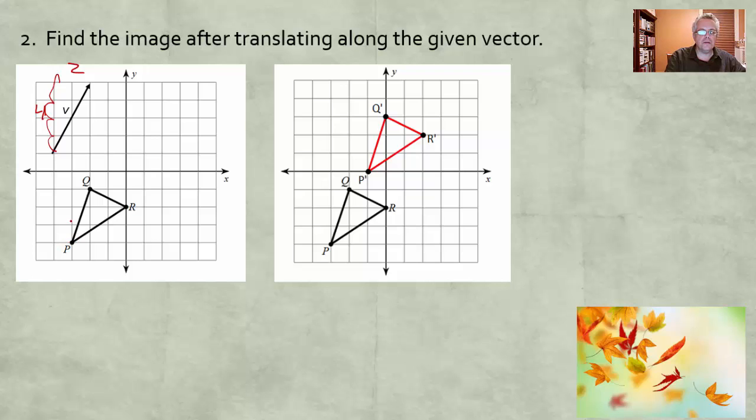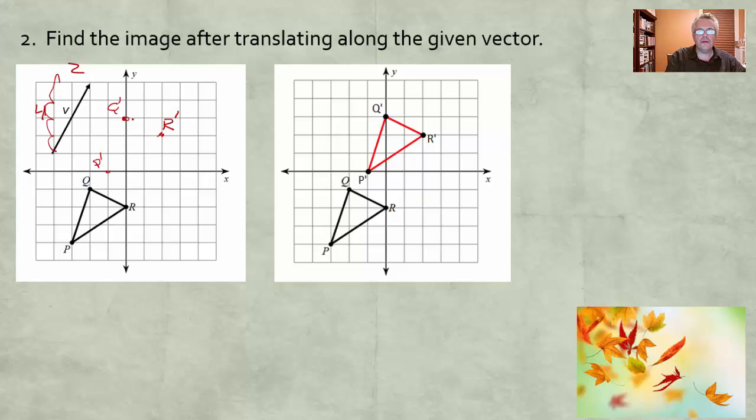So let's start with P. 1, 2, 3, 4, 1, 2. That right there is going to be P prime. Okay, let's take Q. Q is going to go up 4 to the right 2. 1, 2, 3, 4, 1, 2. So that's going to be Q prime. And then R up 4. That's there, right 2. And that's going to be R prime.